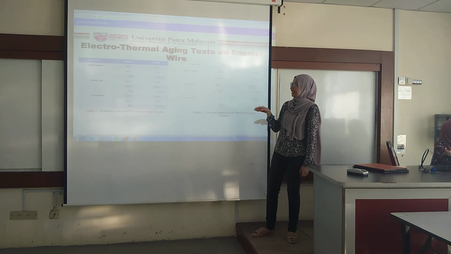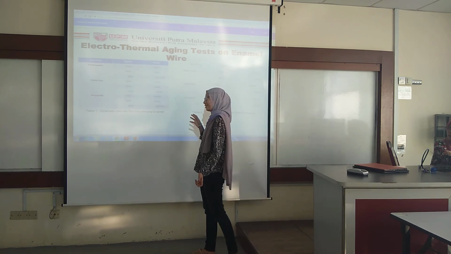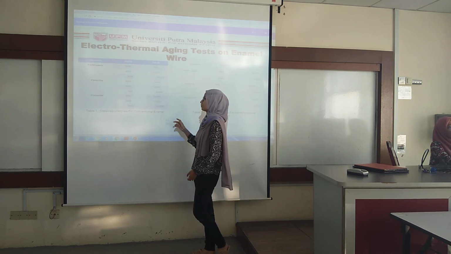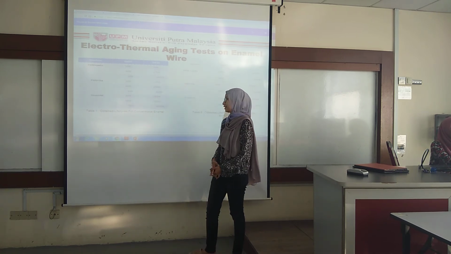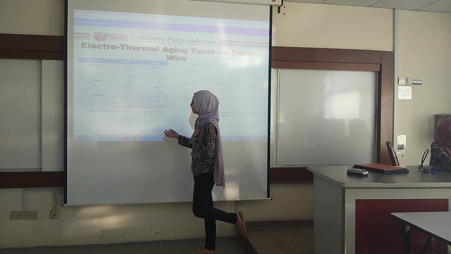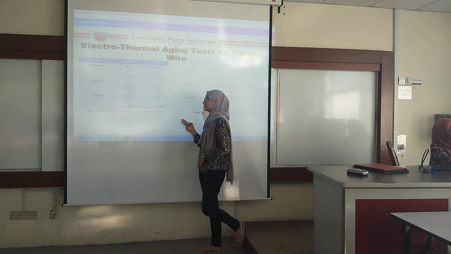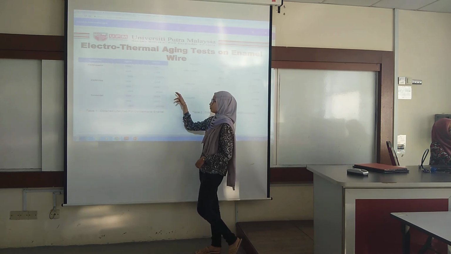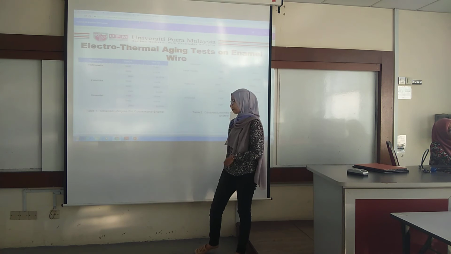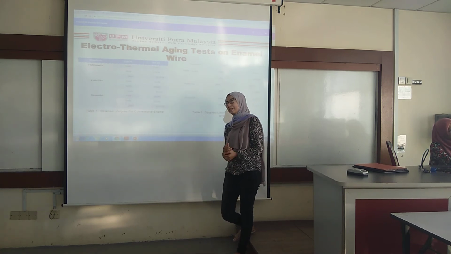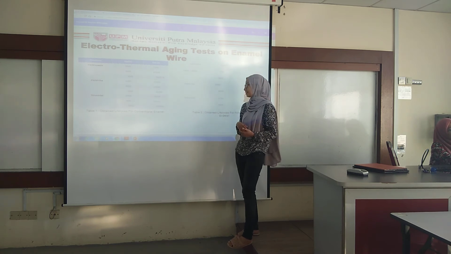Next is the electrothermal ageing test on enamel wire, tested at different voltages. When the voltage applied is 5,000, the time for it to break down is 7,160 seconds. When 3,000 V peak-to-peak voltage was applied, the time taken for it to break down increases to 16,161,574 seconds. So we can conclude that when the voltage applied is decreased, the time taken for it to break down increases.